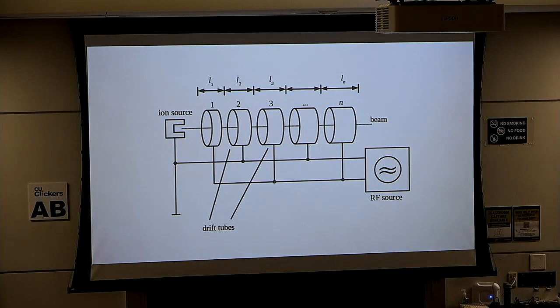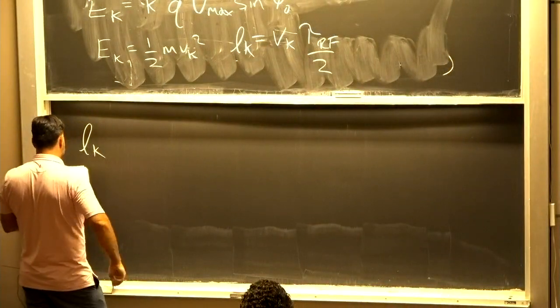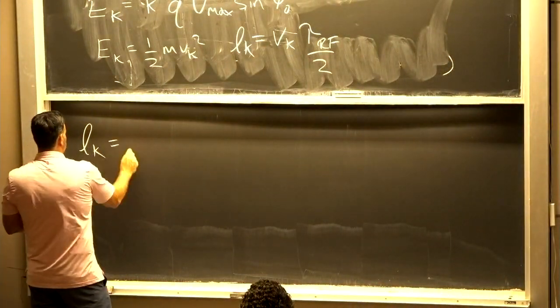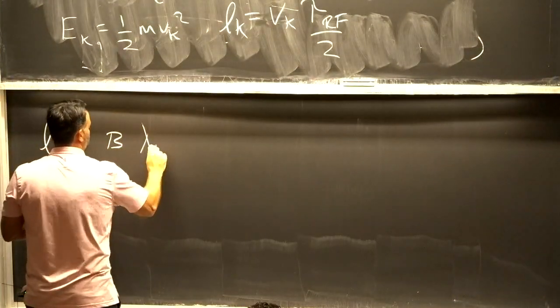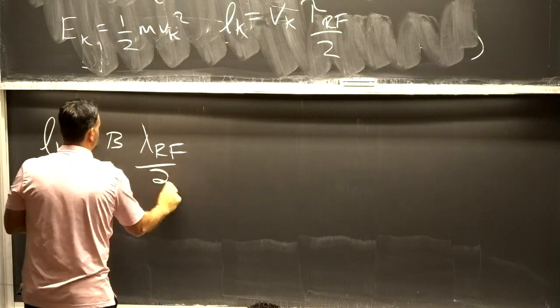But the nice thing is, if I think about this, this is the non-relativistic version of this. And if I replace what my L_k looks like in terms of my frequency and my wavelength, this looks like beta lambda_RF over 2.